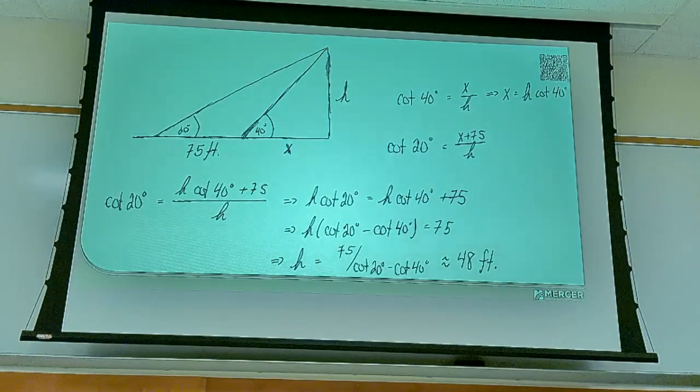Okay. Are there any questions on right triangle trigonometry? Just as easy as a circle, right? And they said trig was hard.